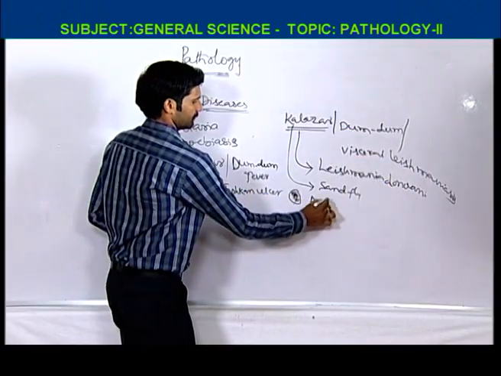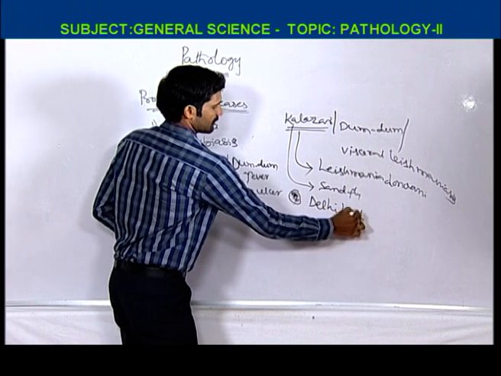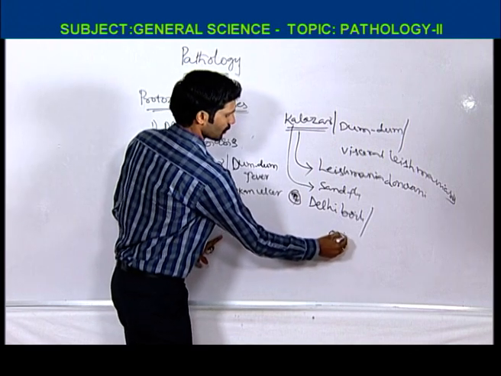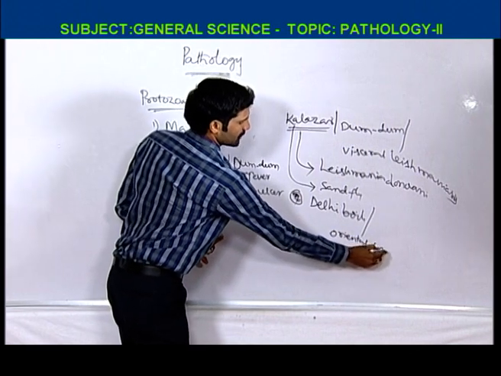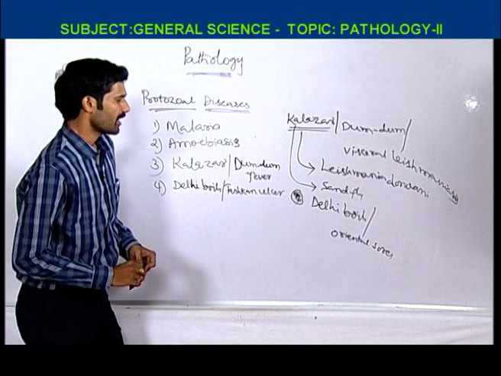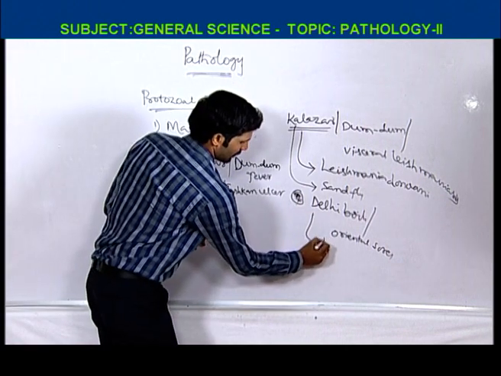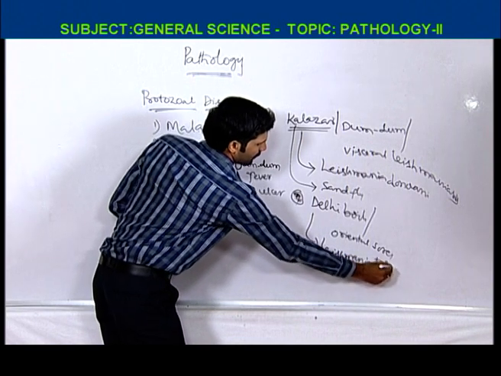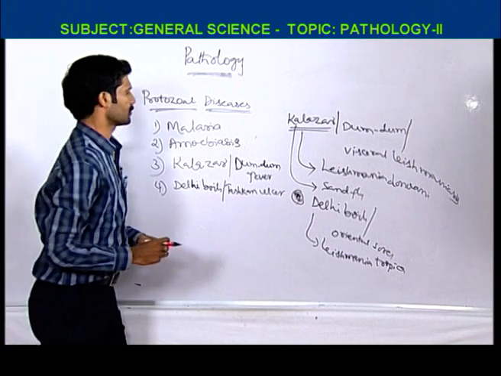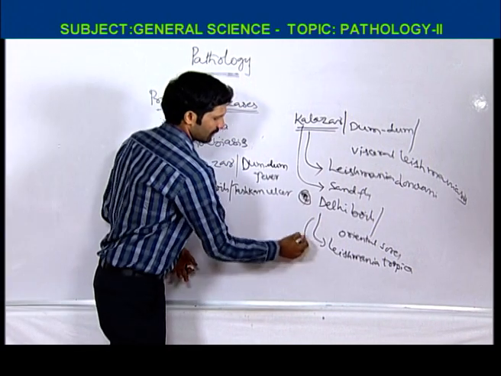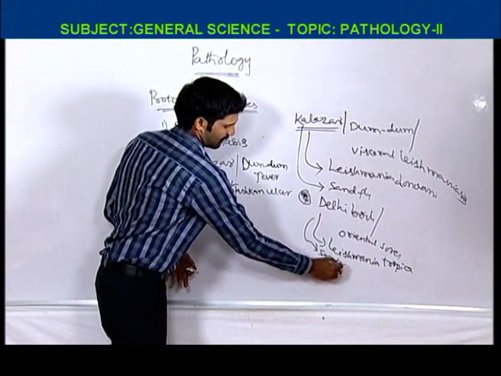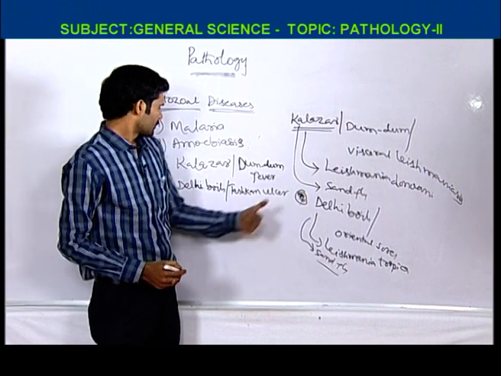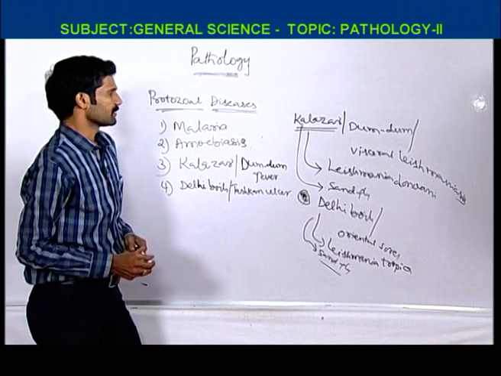Delhi boils or Tashkent ulcer, also called oriental sores, are caused by Leishmania tropica. It is also a protozoal parasite and is spread by the same sandflies or sand fleas. So these are the two important protozoal diseases.